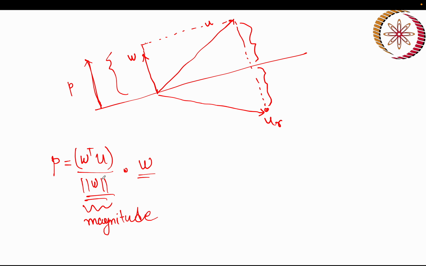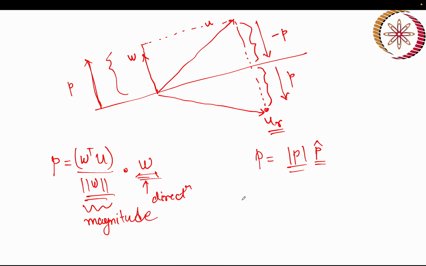So the first term is the magnitude of projection, and this W, if you multiply, will be the direction, or unit vector in that direction. So P will have the magnitude of P, and it will have the direction. The direction will be W, and this magnitude is the projection. And you can see that if we add this minus P twice, we will get UR.